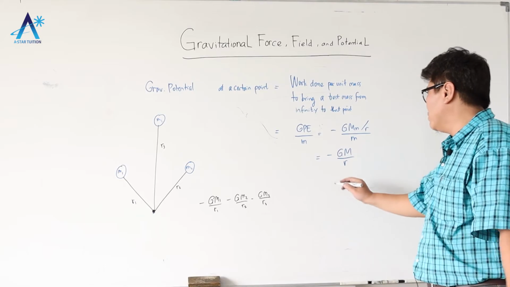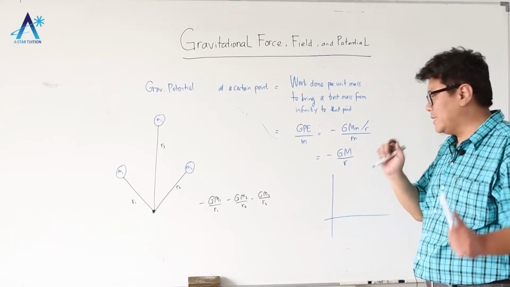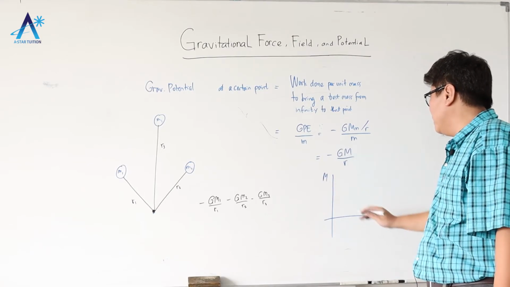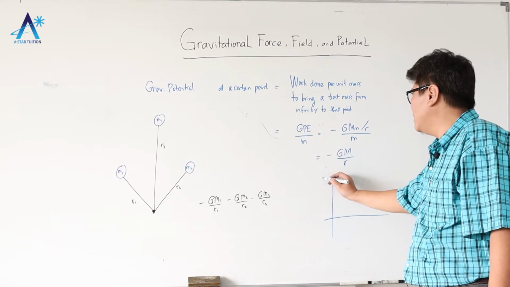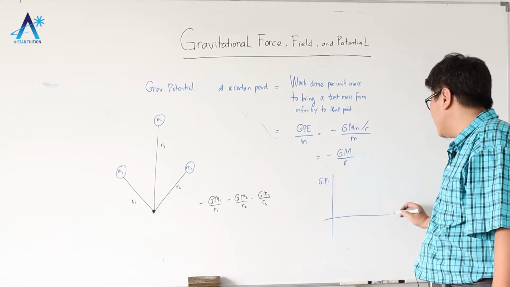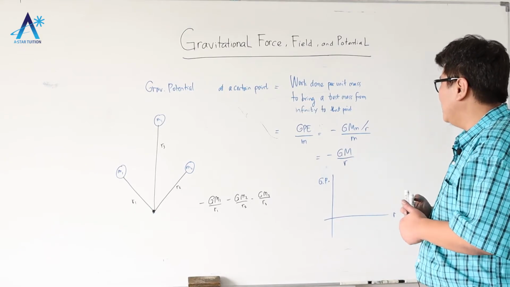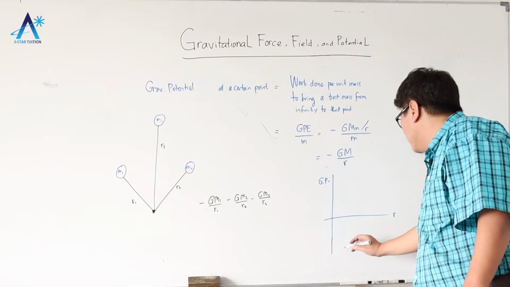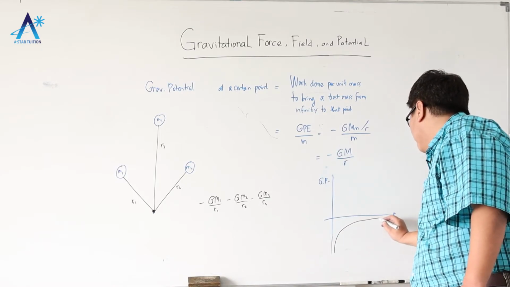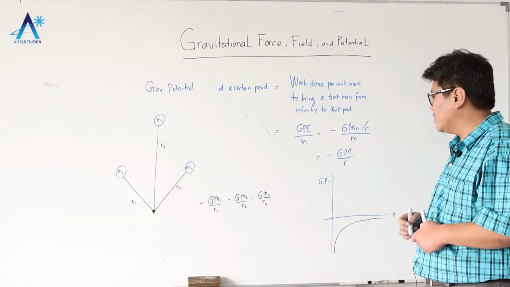Okay? So if you were to sketch, if you just look at one mass, this is the gravitational potential as a function of distance from the source mass, then you should expect that the graph should look like this, yeah, like that. So it's negative, yeah, so minus 1 over r.